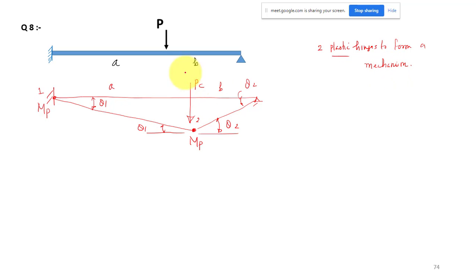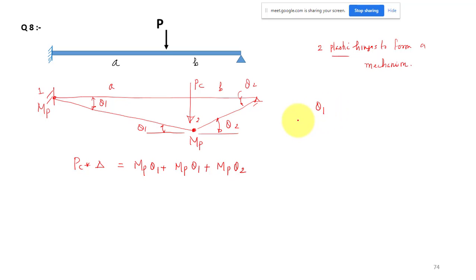So I can apply the external work done is PC into delta, where delta is the displacement at this section, the maximum displacement. That is equal to the internal work done, that is MP into theta 1 plus MB into theta 1 again plus MB into theta 2. Now we have to write theta 1, theta 2 and delta.